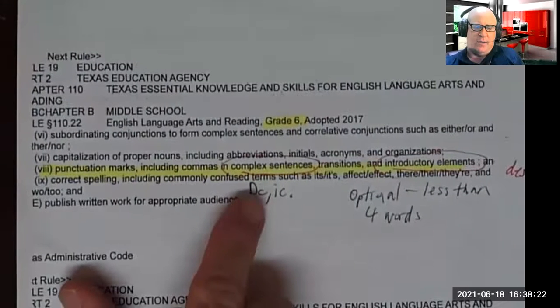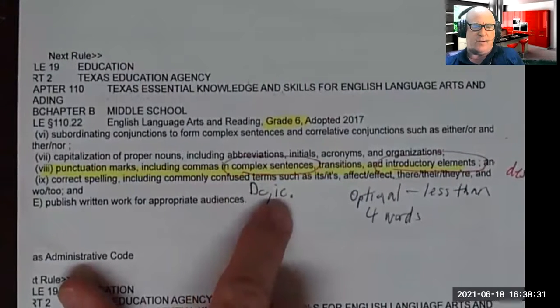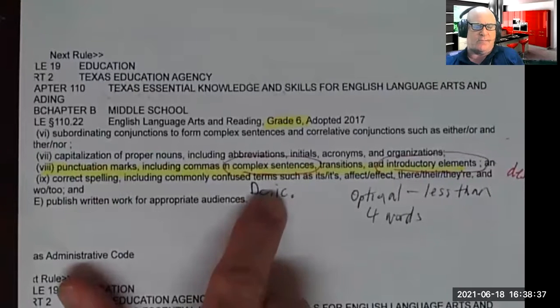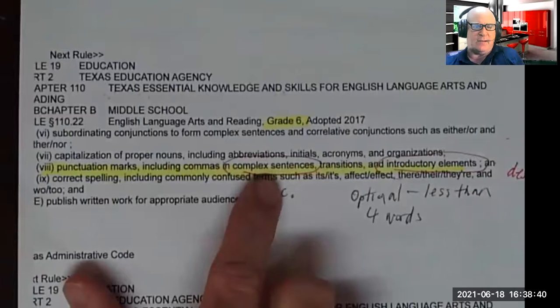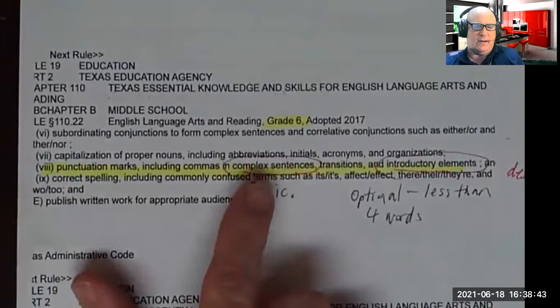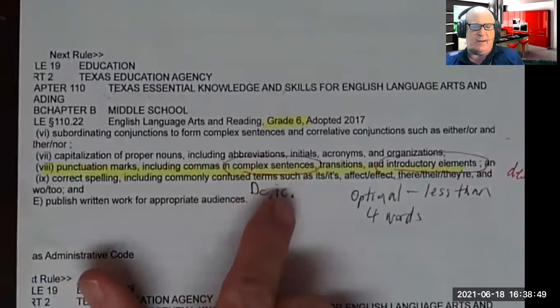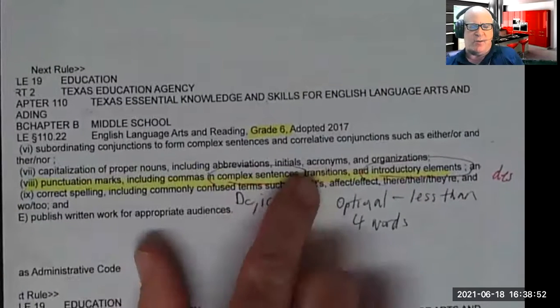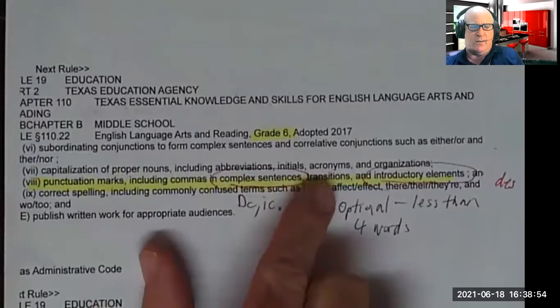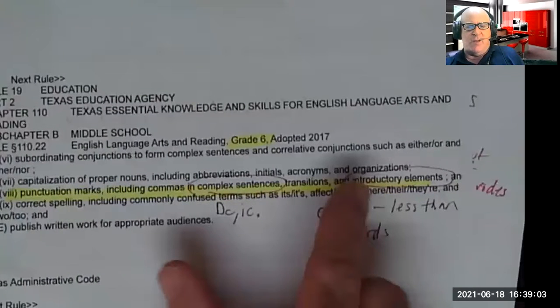A complex sentence is a sentence that starts with a capital and has a dependent clause followed by a comma and an independent clause with no capital, unless that first word after the comma is a proper noun, and then a punctuation. Complex means a dependent clause and an independent clause. Transitions are whenever we're moving from one part of something to the next. And introductory elements is the other thing I want to focus on.